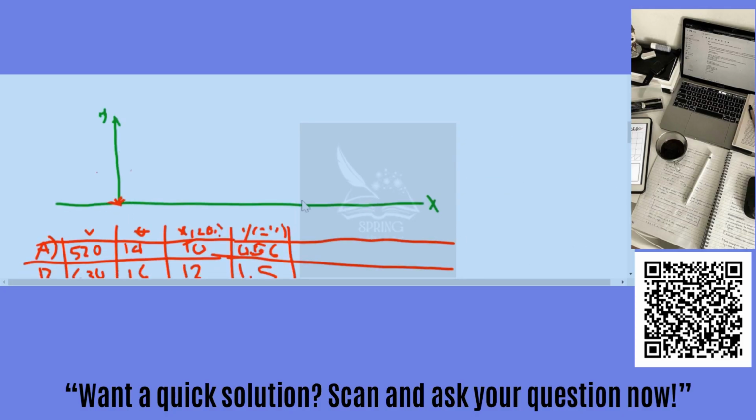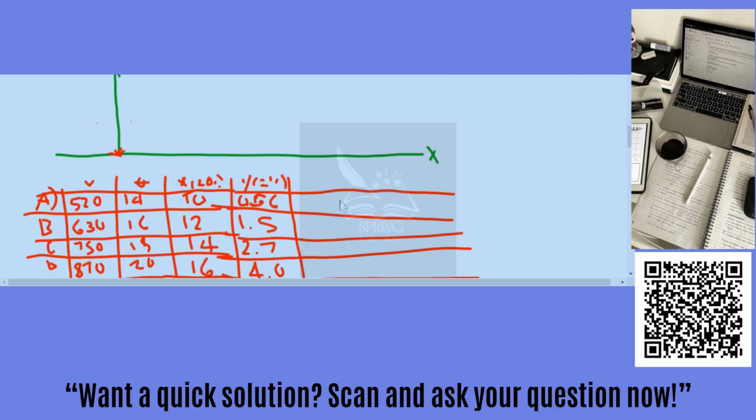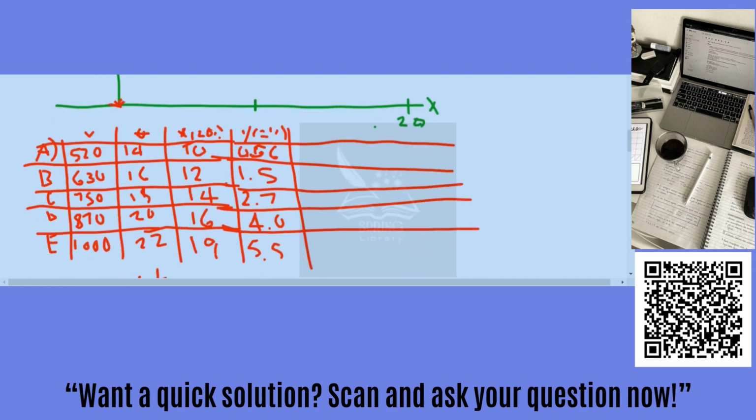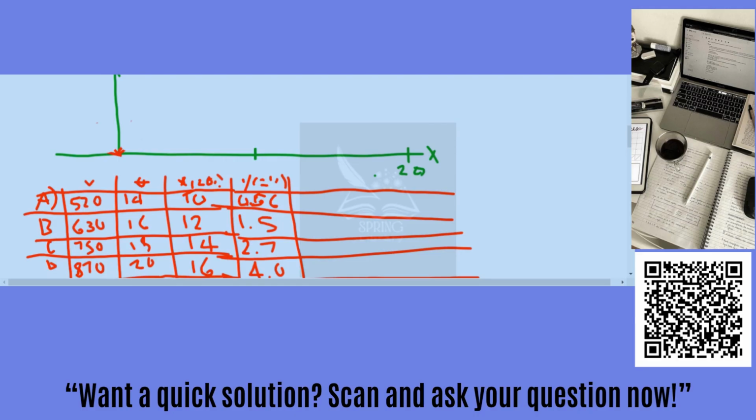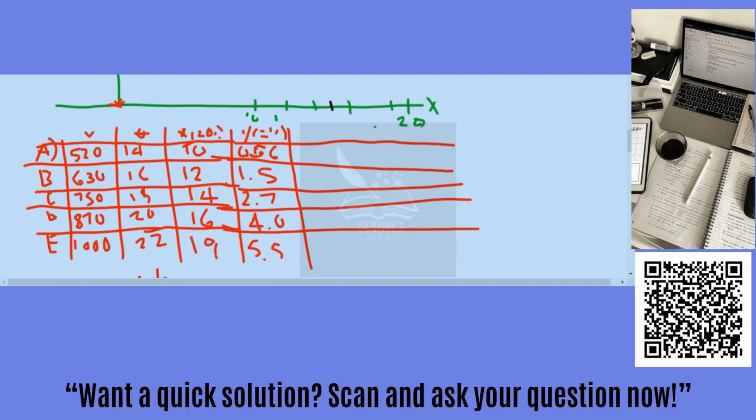Now, I'm concerned about 20, so I'm going to put 20 the whole way over here. So 10, 12, 14, 16, and 19. Well, this is 15. So 10, 12, 14, 16, 19. This is kilometers.